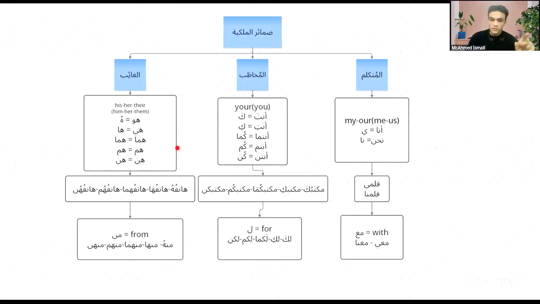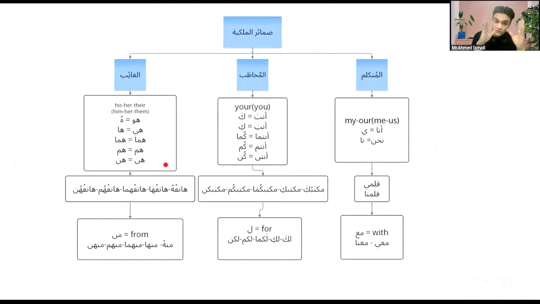And like we said, of course, if you have a group of males and females together and you want to refer to them, you also use hum. Okay, I hope it's clear. So then we have hunna. Hunna is for a group of females, and it's the same thing. If you want to say they for a group of females, you say hunna. If you want to say their, you say hunna. If you want to say them, you say hunna.